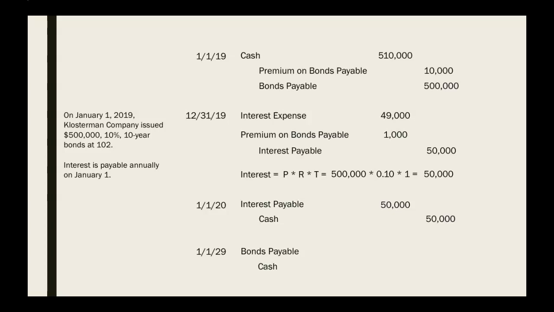And how are we going to pay them? We're going to use cash, right? So we debit bonds payable and we credit cash. And that's just for the face value of these bonds. So those are your journal entries around the issuance of bonds, the accrual and payment of interest, and then the payment of the bonds at maturity.